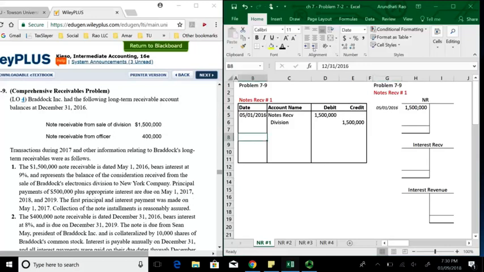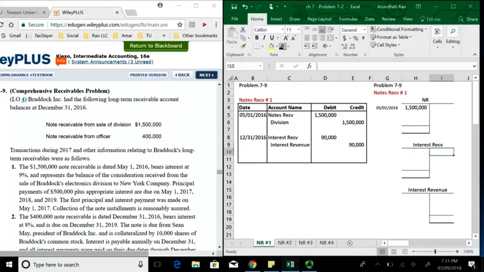But at December 31st, 2016, we do an accrual journal entry, interest receivable debit, interest revenue credit. At December 31st, 2016, the entire $1.5 million is owed to us. The interest rate is 9%, and we'll calculate the interest for a total of 8 months from May 1st through December 31st. So it's going to be $1.5 million times 9% times 8 over 12, which works out to $90,000.